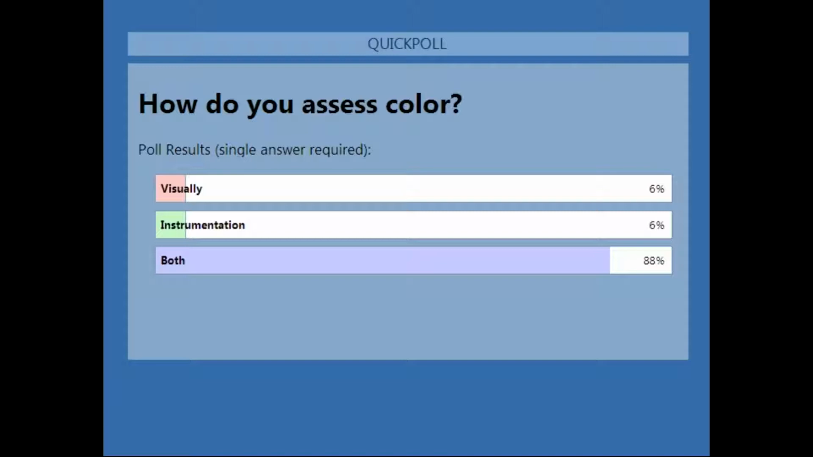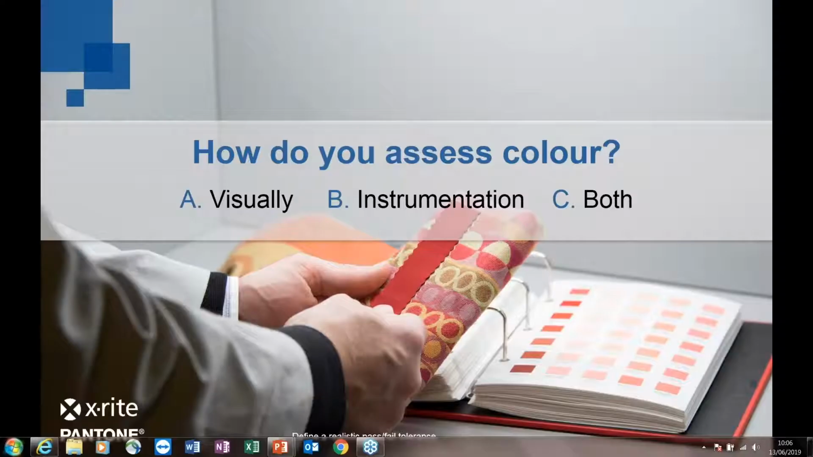We have 88% that are using both, 6% visually and 6% instrumentation. Okay. Well, that means that the next few slides will be quite familiar to the majority of our audience today, which is good. And obviously, for one or two of you, it will be new.